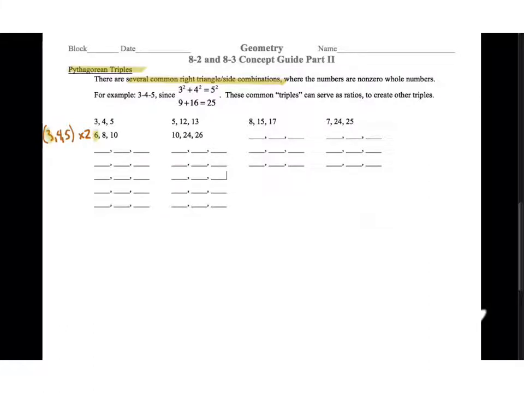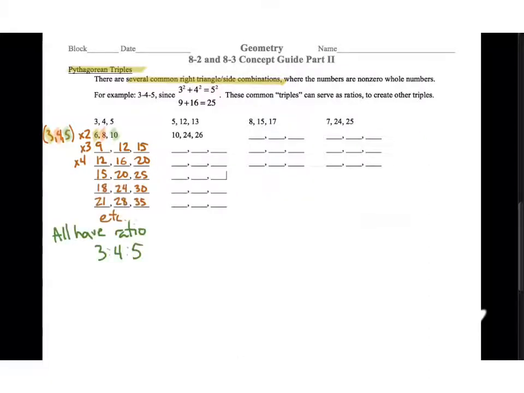But it's a ratio, 3, 4, 5. If we multiply the 3 times 2, the 4 times 2, and the 5 times 2, we get 6, 8, 10, which is another really common one, okay? Then if we multiply by 3, we get 9, 12, and 15, 3 times 3, 4 times 3, 5 times 3, and we can fill up this whole little list of these.